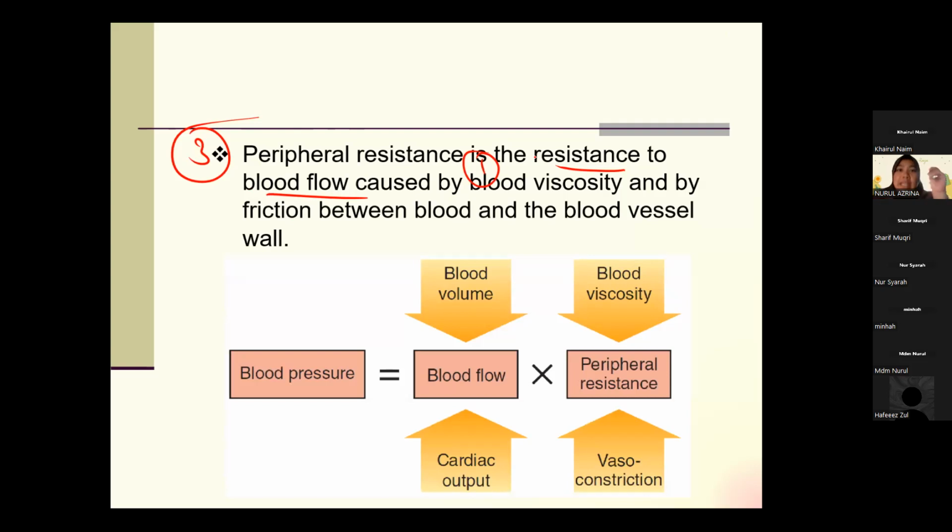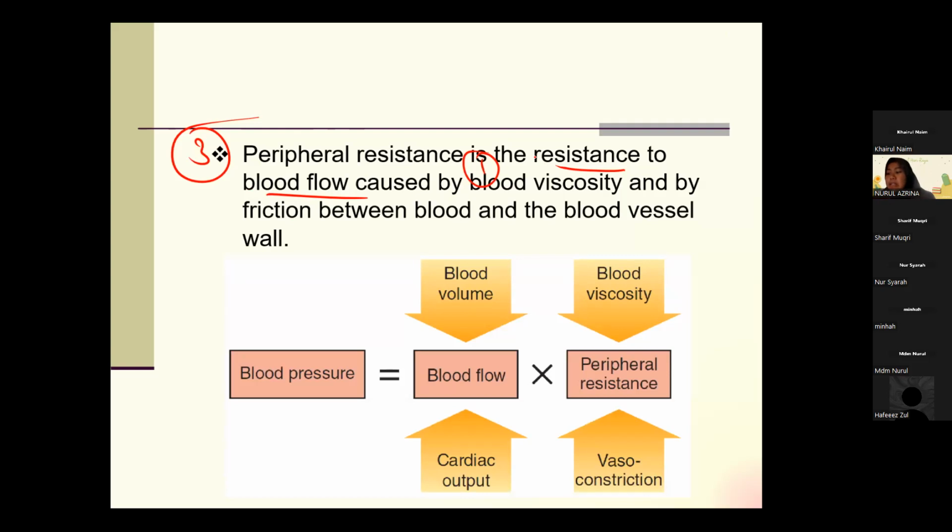Biasanya orang darah tinggi, biasanya blood viscosity dia tinggi. Darah dia agak pekat. That's why biasanya doktor akan bagi dia ubat cair darah. Nak bagi darah dia a little bit less viscous. Or else bila darah pekat nanti darah susah nak mengalir kan. Nanti tersumbat pula. So that is one.